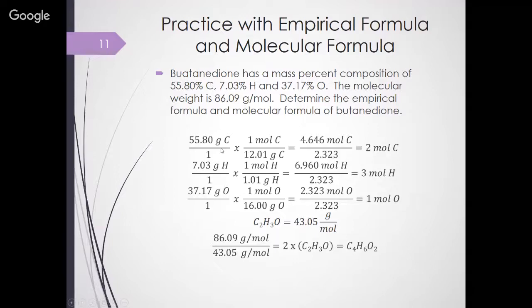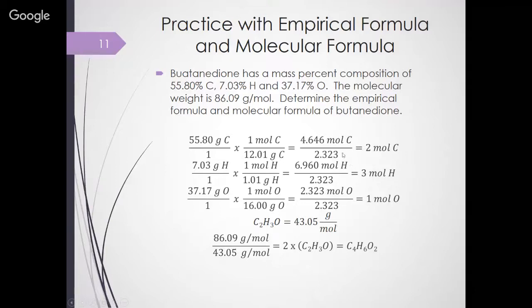This is of carbon. So I look up the molar mass of carbon on the periodic table. I divide to get 4.646 moles of carbon. I do the same thing with hydrogen and oxygen. Divide by the molar mass to get a number of moles. Divide by the molar mass to get a number of moles.